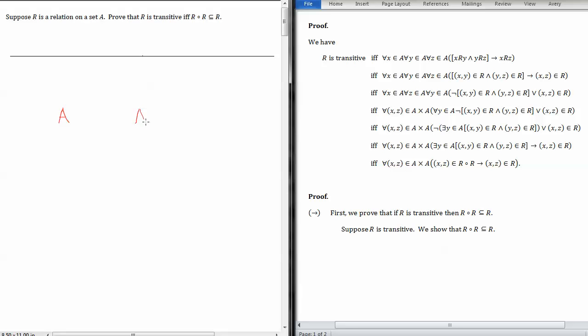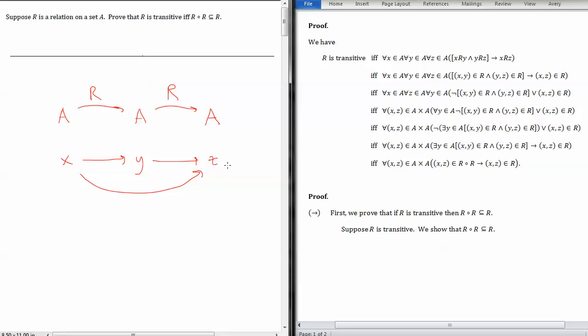So we would need to write the set A 3 times, and we have an R here, another R here. All right, an element of R composed with R would be an ordered pair X, Z, such that there exists some ordered pair X, Y in R, and another ordered pair Y, Z in R, right? So the element there is the ordered pair X, Z, and we're saying that's in R too, so X, Z must also be in R.